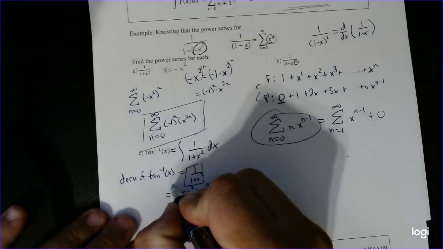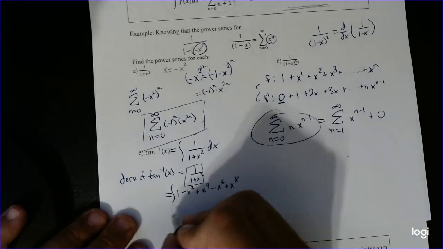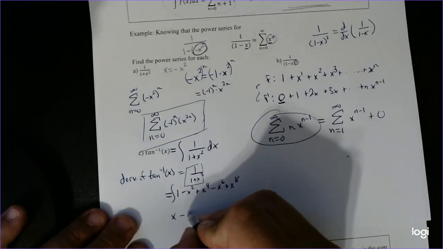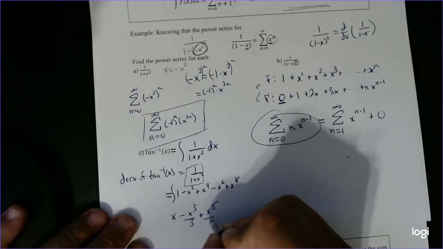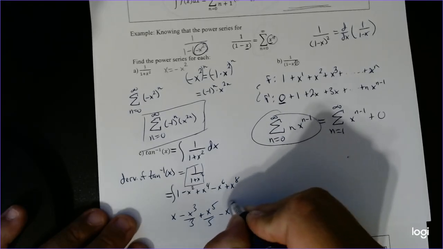So now if I take the integral of this entire thing, I get x minus x to the third over 3 plus x to the fifth over 5. And notice I actually get the odd powers now.